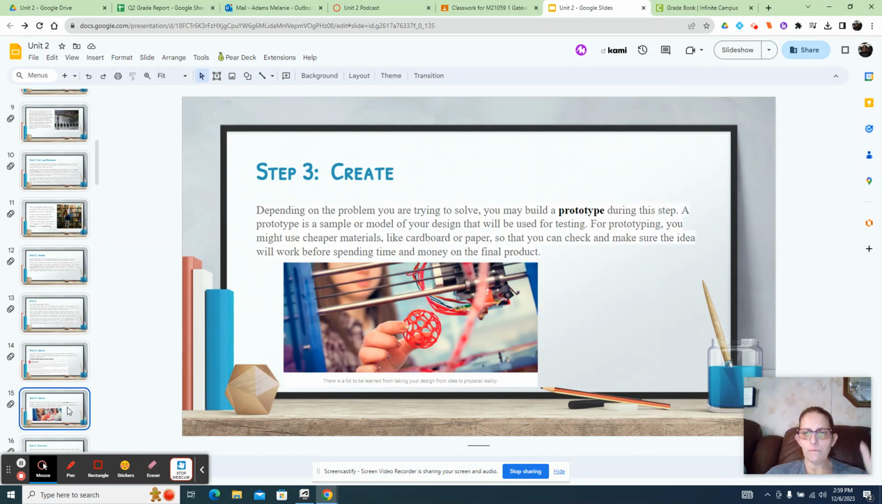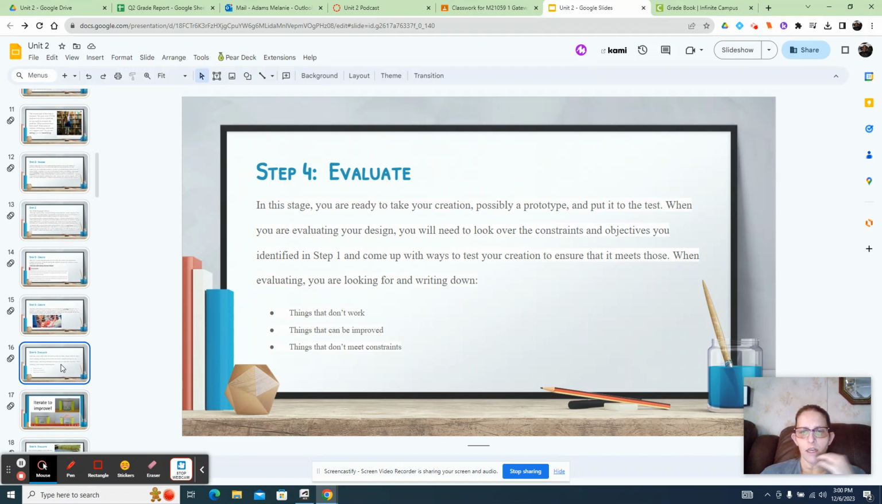All right, so you're going to build a prototype based on your criteria and constraints using cheap materials like cardboard, paper, anything that you can find that's recycled. You don't want to use anything that's going to cost you a lot of money because it might not work.